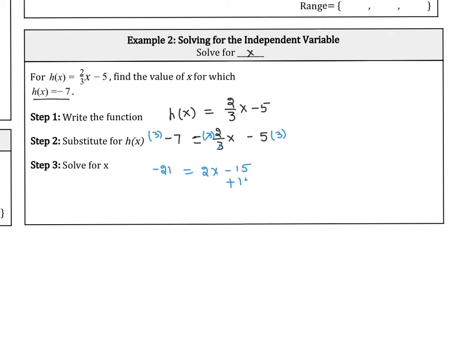Now you're going to add 15 on both sides. You get here negative 6 equals 2x. Divide by 2 on both sides, x equals negative 3. So the input value, or independent variable value, came out as negative 3.